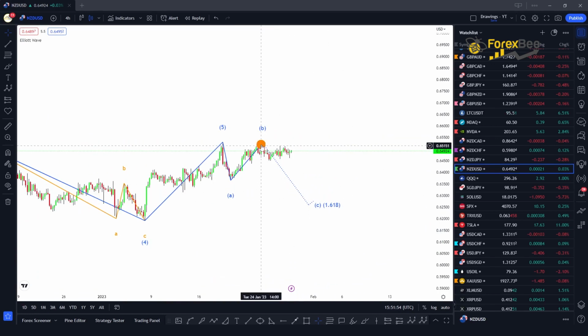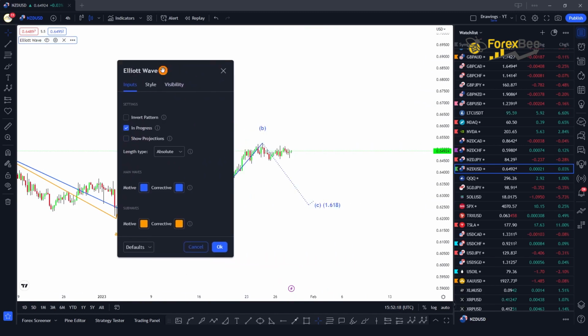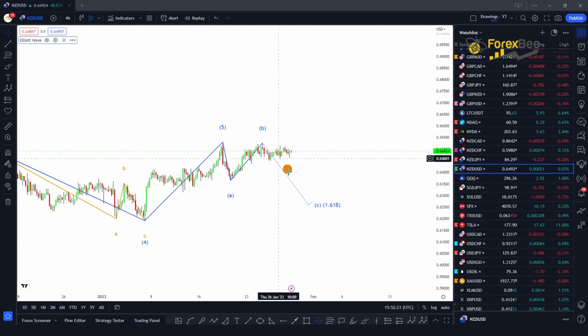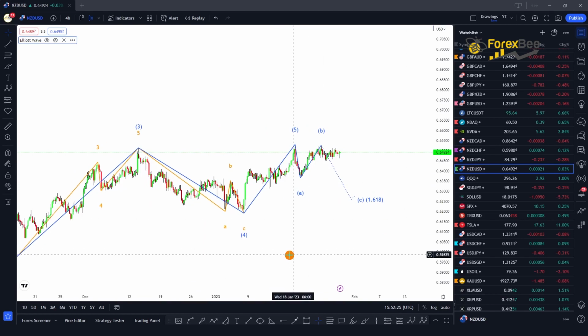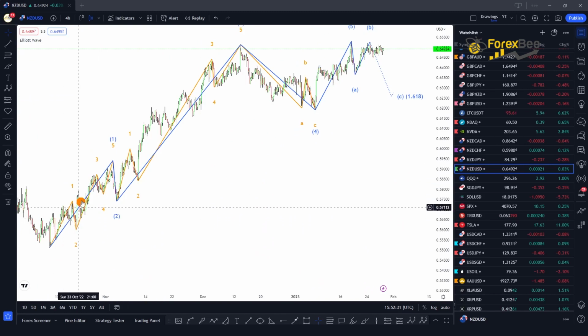Another very cool thing about this indicator is that it gives you the prediction of where the correction phase will end. For example, the price is predicted to reach this level for the completion of the C wave. We can go towards the indicator settings and we can also turn off the projections. For example, if we turn it off, we will not be able to see these projections, but it's always helpful to get an idea about where the market will be headed or might be headed. Okay, so using this indicator, you can automatically detect the Elliott wave patterns on the chart.